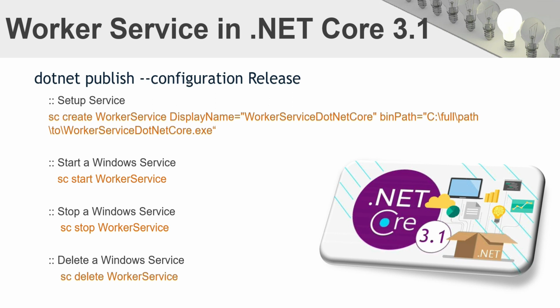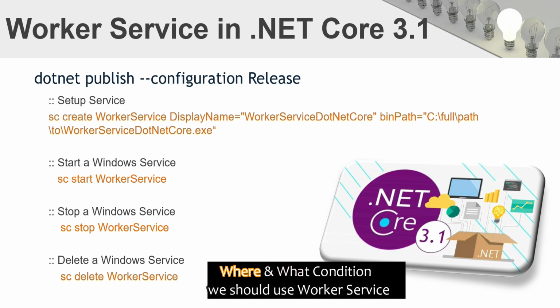Worker.cs is basically derived from the BackgroundService base class to define the long-running workloads which are executed as background tasks. And appsettings.json is basically a JSON file which provides the application configuration values. And finally, let's discuss where to use worker services.